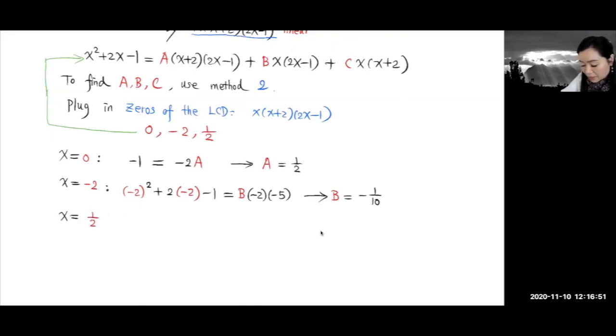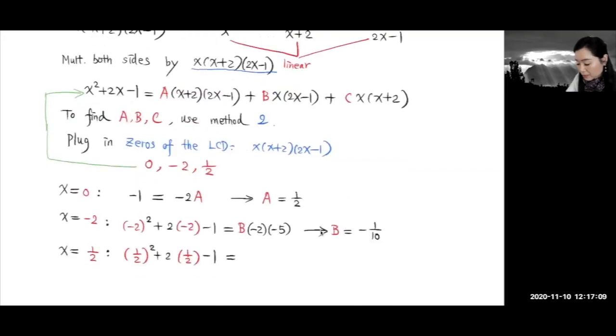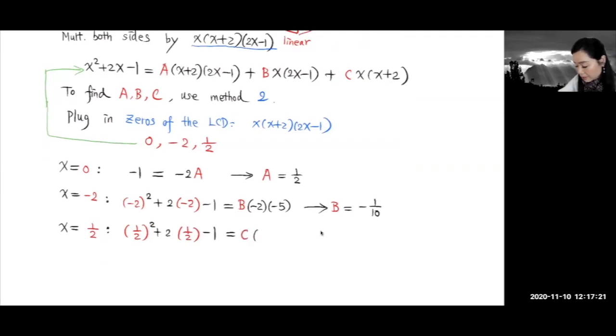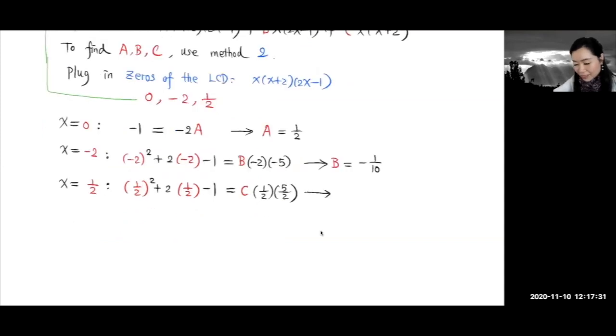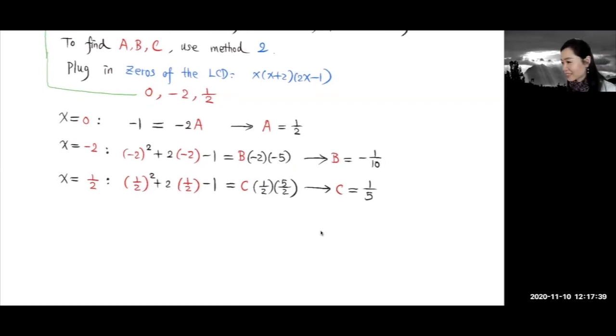Similarly, x equal to 1/2. You just substitute 1/2. When x equals 1/2, this factor will become 0, so only this one survives. So you have c times 1/2 times 5/2, and c is going to be equal to 1/5. So you figure out A, B, and C. That might take you a while too. If you could sit down later, you can try to check the calculation.